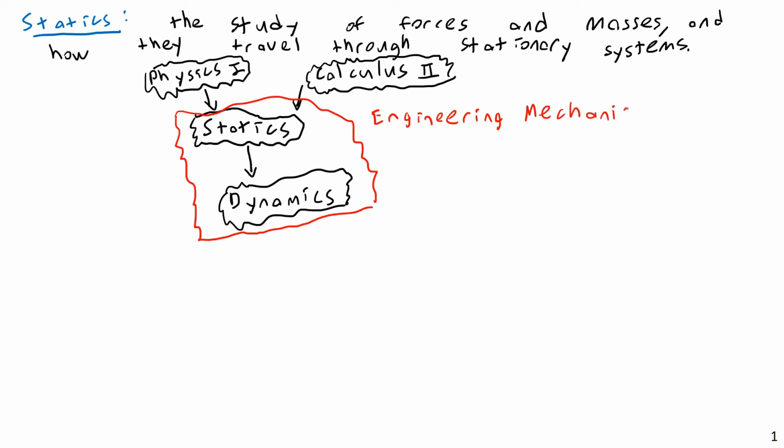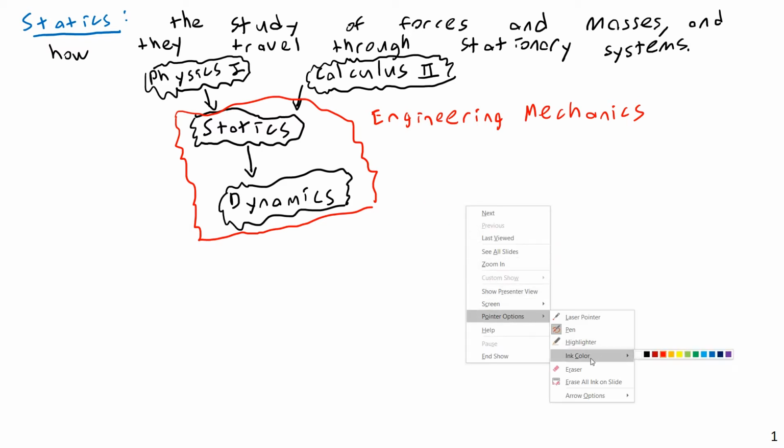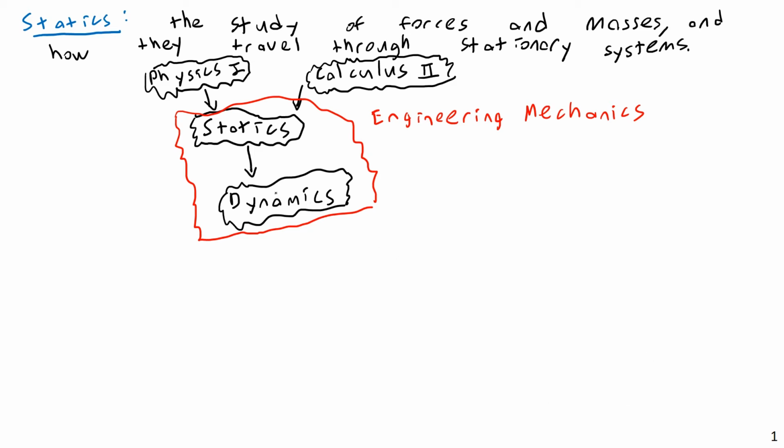So engineering mechanics, you have both statics and dynamics. Engineering mechanics is made of two courses, or at least how we traditionally grouped them. Engineering mechanics is traditionally grouped in both statics and dynamics. So, what happens after this?